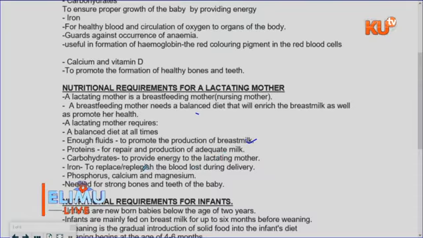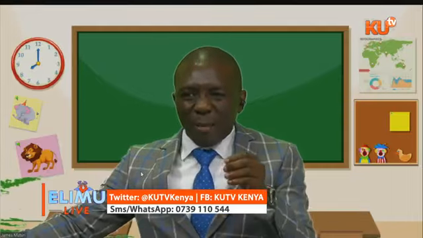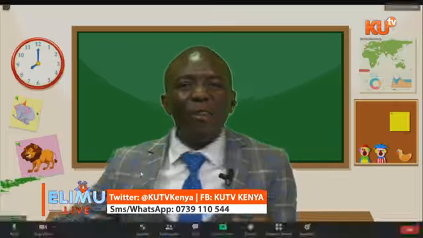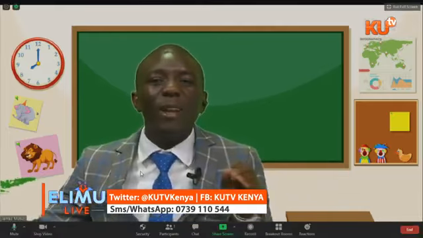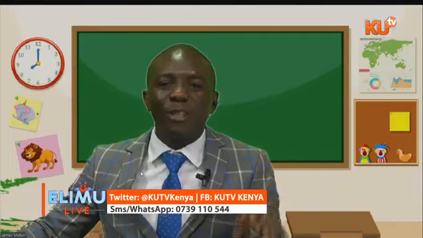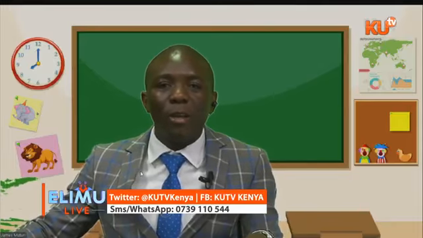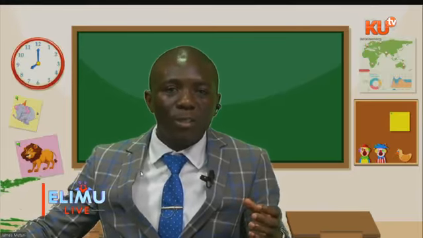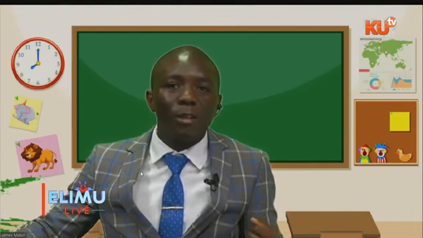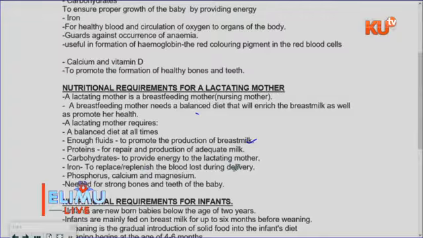Iron, on the other hand, a mother who is lactating should take a lot of iron. Iron helps the mother to replace or to replenish the blood lost during delivery. During the birth process or parturition, the mother loses a lot of blood because when the baby is coming outside, blood must also come out. So this blood, when it is coming out, you'll find she has lost a good amount of blood. So it needs iron to replace or replenish the blood lost during delivery.